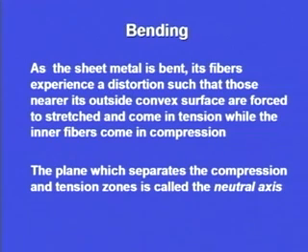So, there is a graduation from compression to tension. The plane which separates the compression and tension zones is called the neutral axis. Whenever a sheet metal is bent, there will be a neutral axis, a zone where the fibers are in compression, and a zone where the fibers are in tension. So, in bending we have different types of stress states that develop in the sheet metal, and those will be separated by the neutral axis.